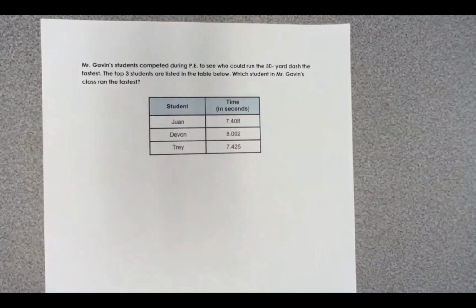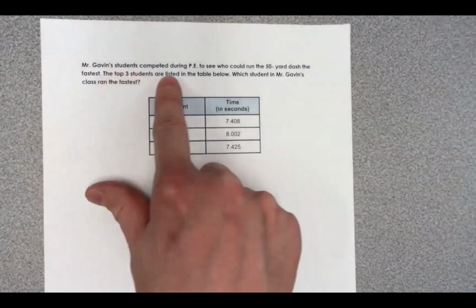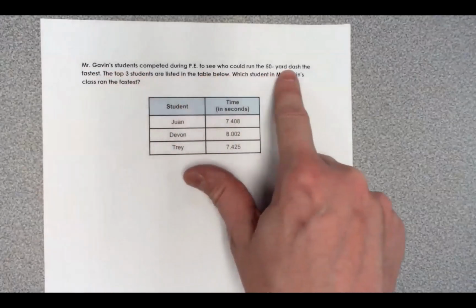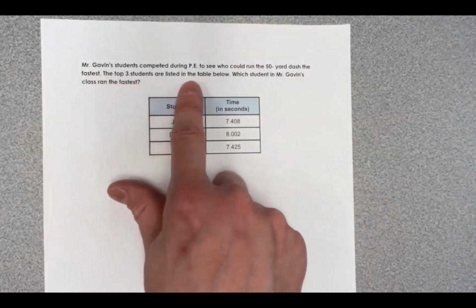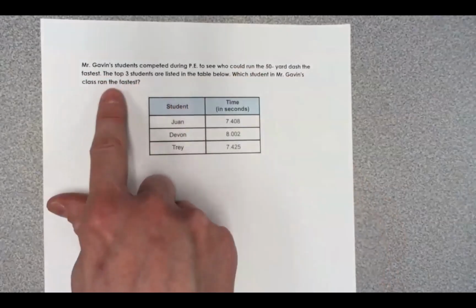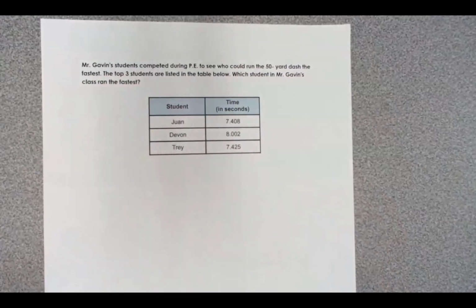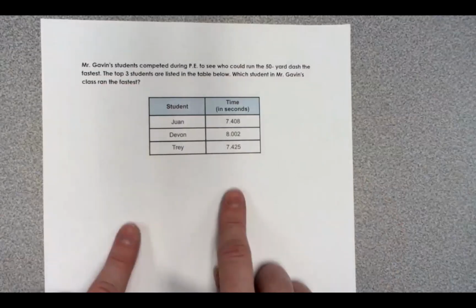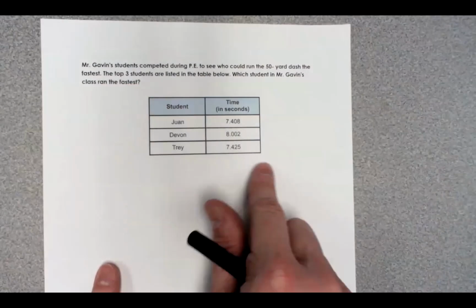So this problem says, Mr. Gavin's students competed during PE to see who could run the 50-yard dash the fastest. The top 3 students are listed in the table below. Which student in Mr. Gavin's class ran the fastest? Before I just jump in and grab the numbers, I want to think about what's happening on this chart. I want to take a moment to think about what's going on here.